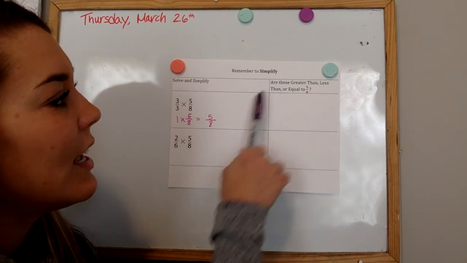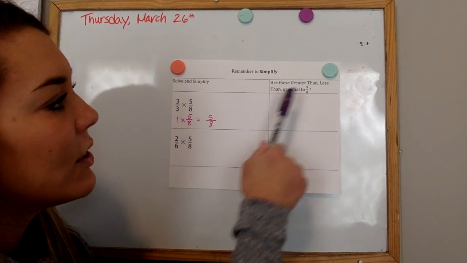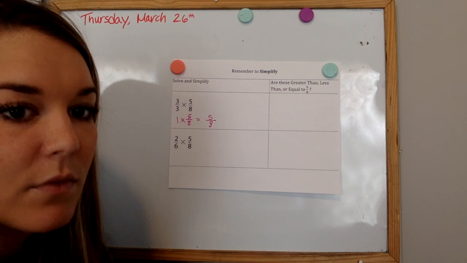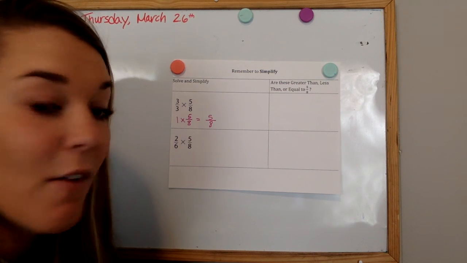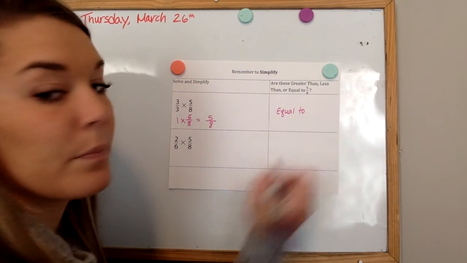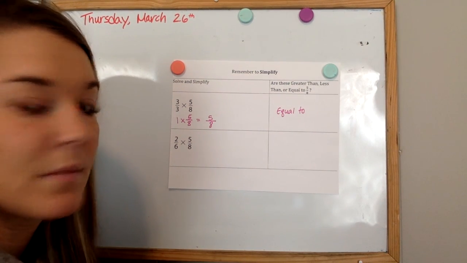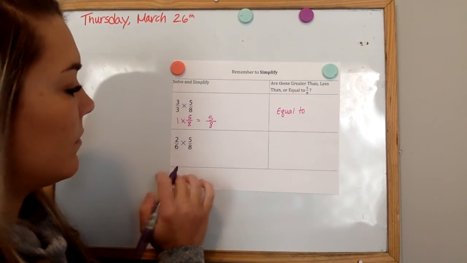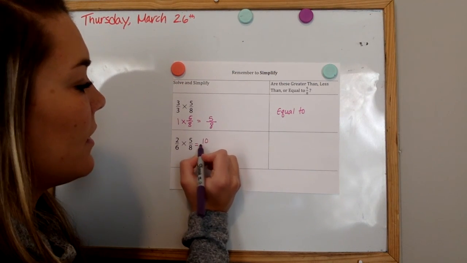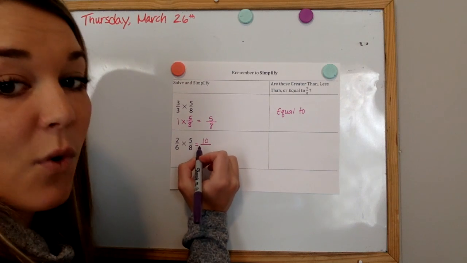Now this is saying, is this greater than, less than, or equal to 5/8? Well, 5/8 is the same thing as 5/8, so it is equal to. Okay? For the next one, I'm going to multiply across. 2 times 5 is 10. 6 times 8 is 48.